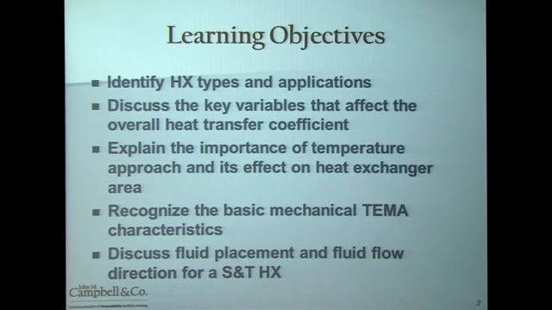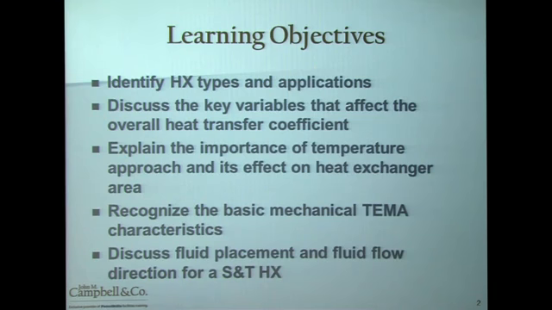You'll recognize the basic mechanical TEMA, or Tubular Exchanger Manufacturers Association, characteristics, which will enable you to communicate with a colleague halfway across the world without trying to fumble for descriptions. You can just say, hey, John, I have a type NEN exchanger, and John will know exactly what you're talking about. And you will also be able to discuss fluid placement and fluid flow direction for shell and tube heat exchangers.